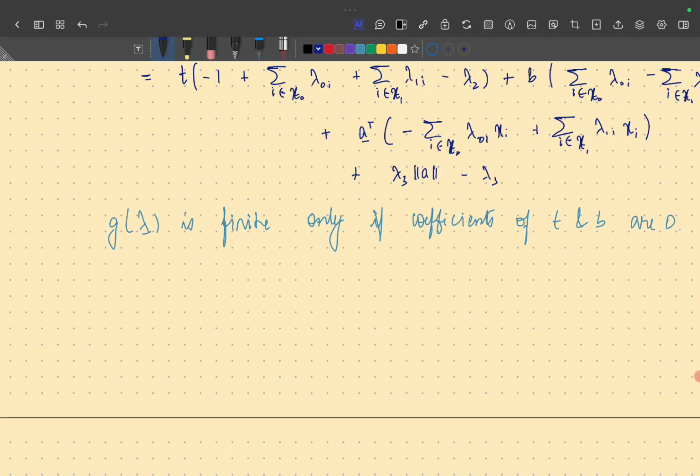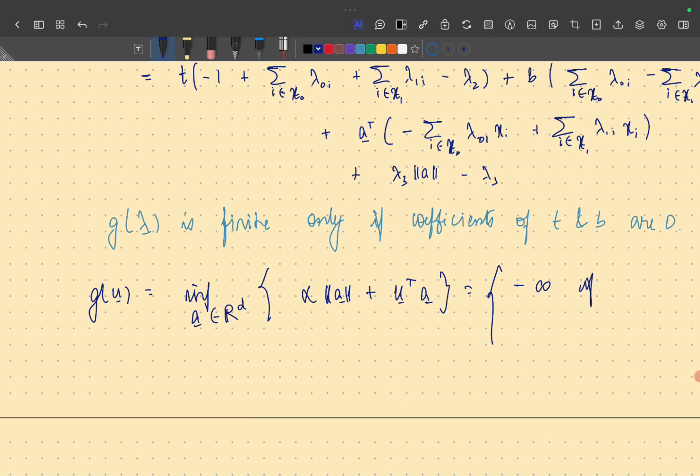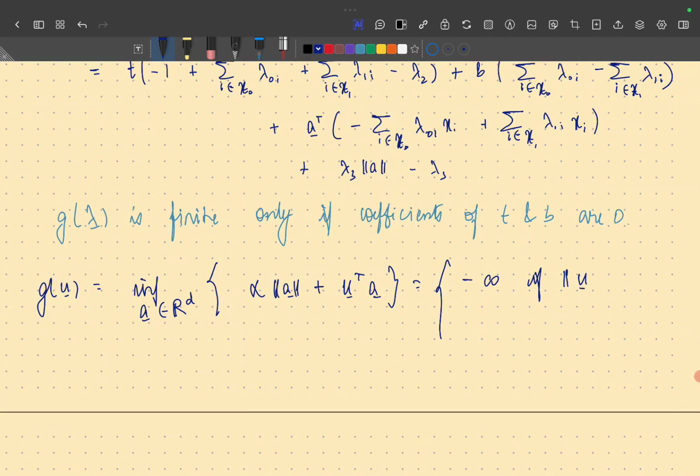So basically, suppose you have something of the following form: the infimum over all A in R^d of alpha times the norm of A plus U transpose A. This is equal to minus infinity if the norm of U is greater than alpha, and it's equal to 0 if the norm of U is less than or equal to alpha.